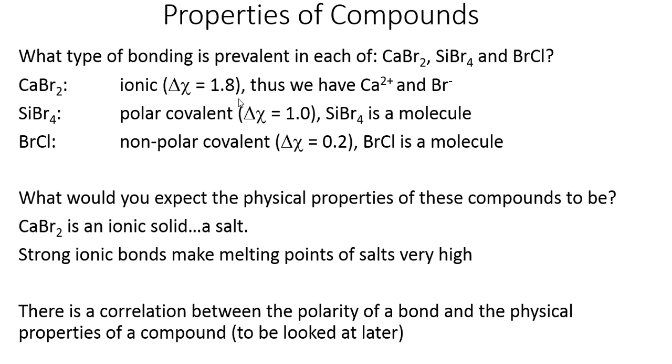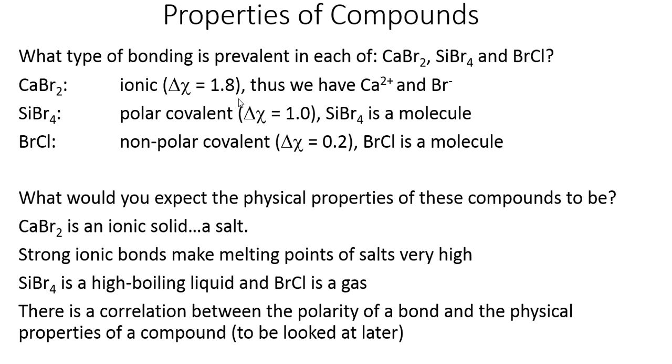Since silicon tetrabromide has a polar covalent bond, we would expect this to be a liquid at room temperature with a relatively high boiling point. Finally, for bromine chloride, since it has a nonpolar covalent bond, it's going to have a very low boiling point. So we would predict that this would be a gas at room temperature.